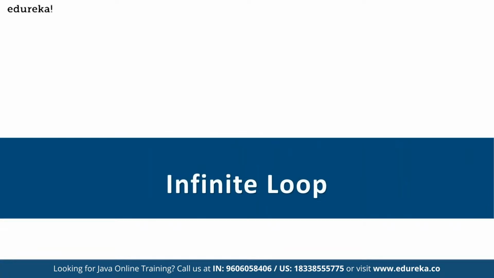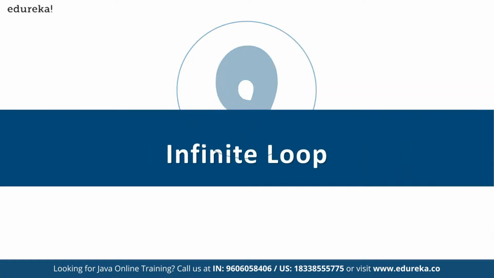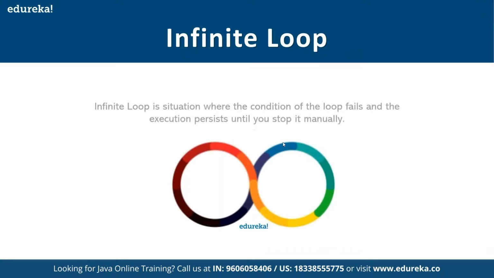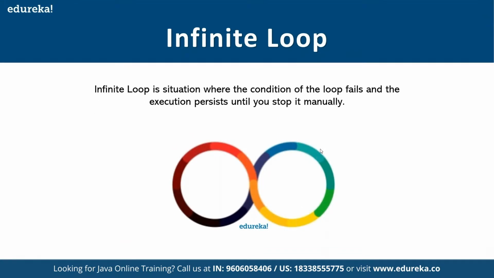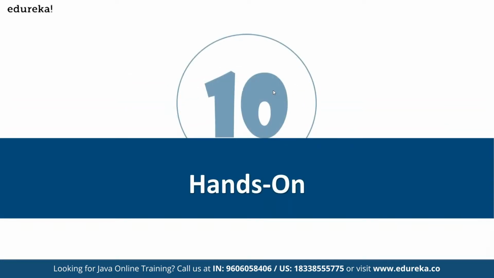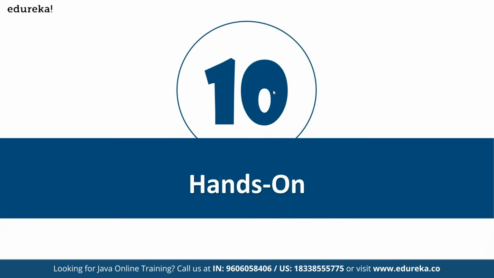Next, moving on, we have an infinite loop. An infinite loop is a situation where the condition of the loop never fails and the execution persists until you stop it manually. So this is a scenario, guys, where the condition is simply true and it keeps on iterating. Now you have to manually stop it. So this is the scenario of an infinite loop. So this is about conditional statements and loops in the Java programming language. Let's now perform it in a hands-on manner so that you get a better understanding.